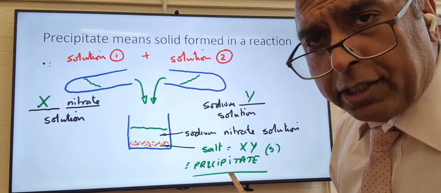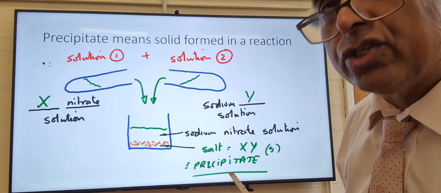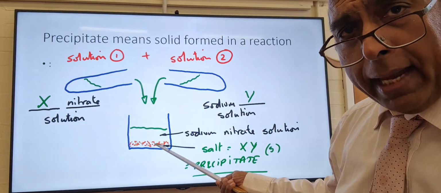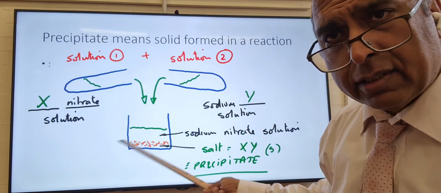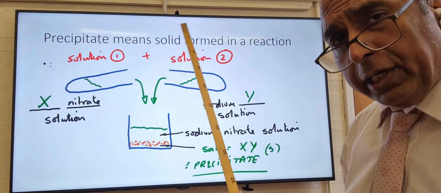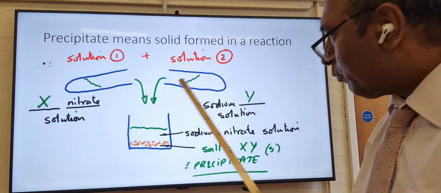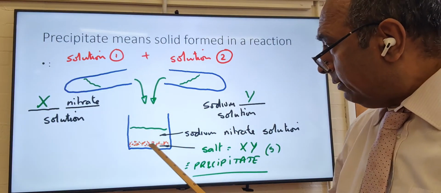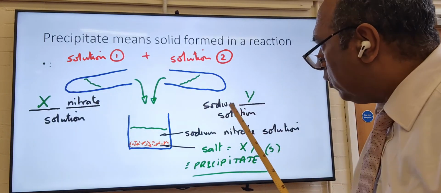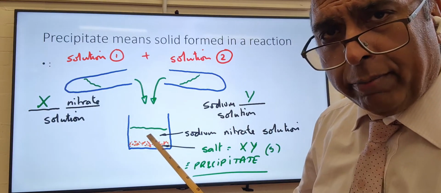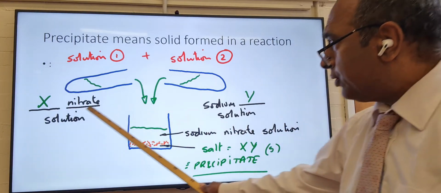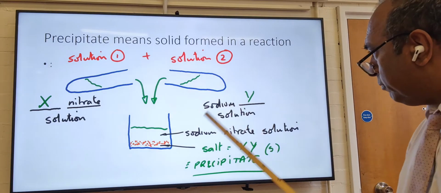That salt will be a precipitate because the salt is an insoluble salt, and therefore the solid will remain, and it'll either float around if its density is low, and it'll sink if its density is more than water. But you can guarantee the insoluble salt will be made inside the mixture, and all the other chemicals, the nitrate ions and the sodium ions, will be in that solution above. The solution will be called sodium nitrate solution.